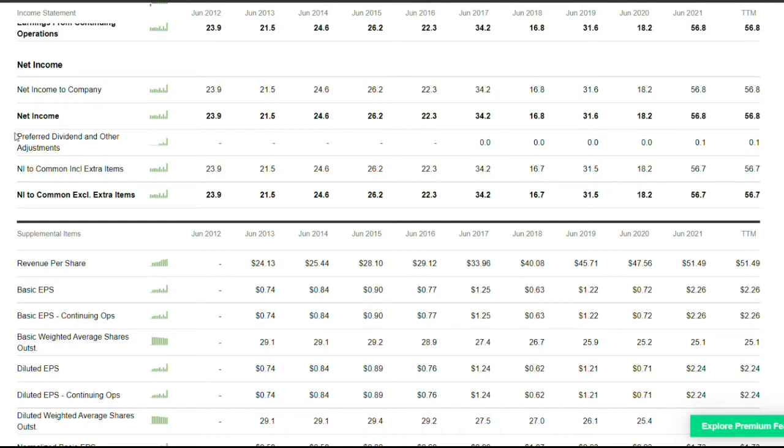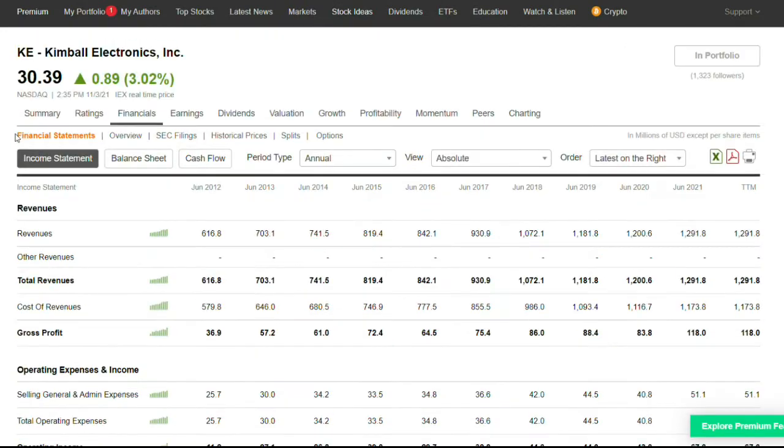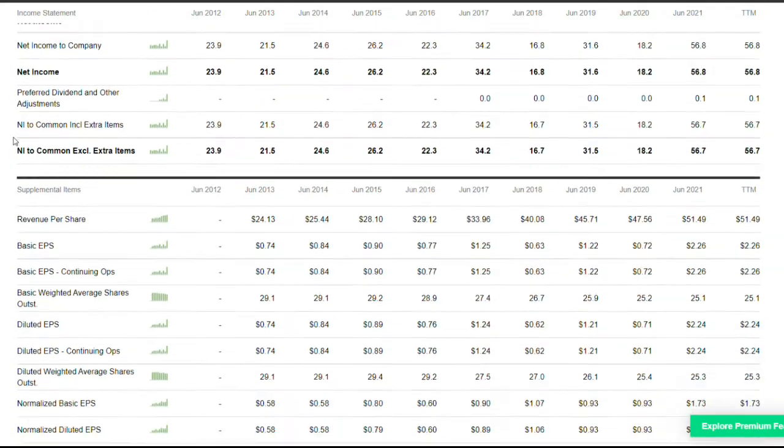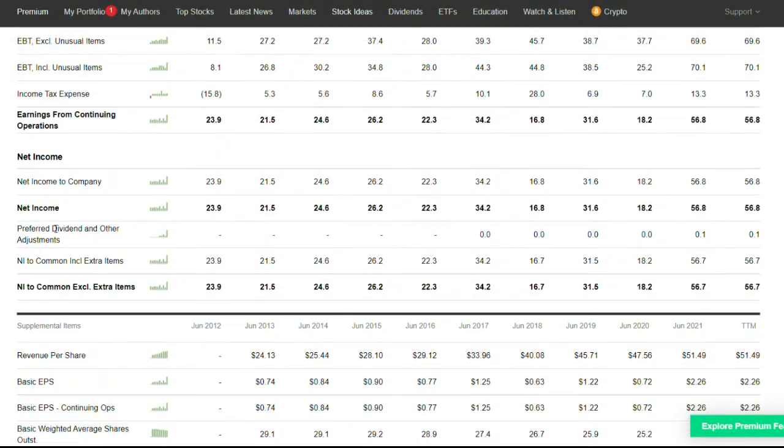So moving on to the next part: preferred dividend and other adjustments. This is basically whatever dividend they are paying for preferred stockholders. Preferred stock is a way to raise capital for companies. A preferred stock is something that can be traded for multiple common stocks, like one preferred stock for five common stocks when the stock reaches a certain price. Let's say the company is trading today at $30, the value of the preferred stock generally is $45.